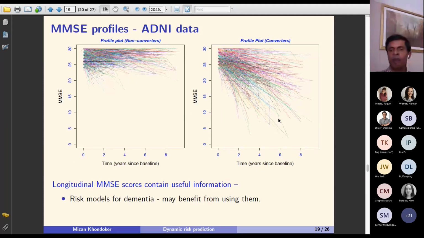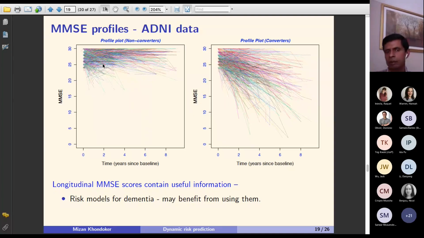And here is the profile of the longitudinal MMSE measures. I've been showing only the baseline data. You can see that the overall range of the baseline is not different. These two panels show the people who didn't convert to Alzheimer's disease. They are all MCI, but they are non-converters to Alzheimer's disease within the observation period. And this one has converted to Alzheimer's disease from the MCI state.